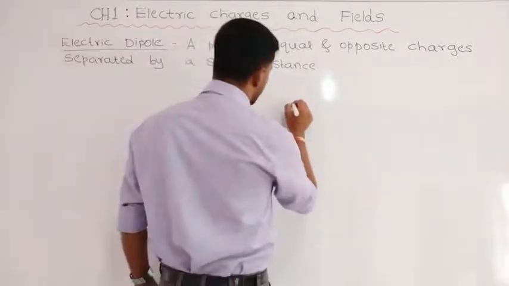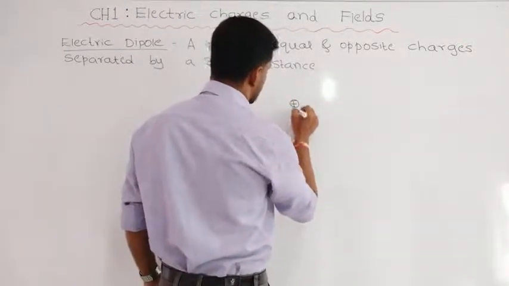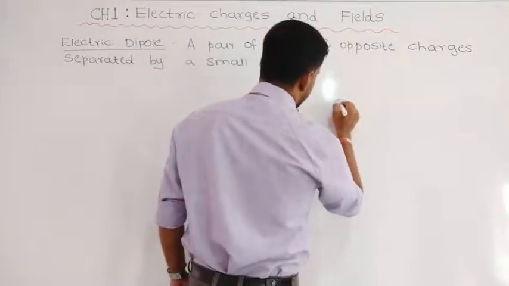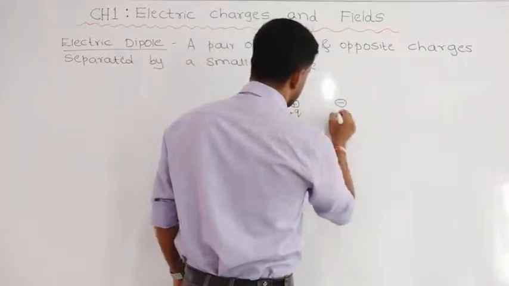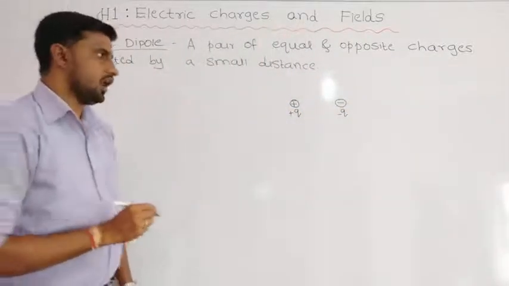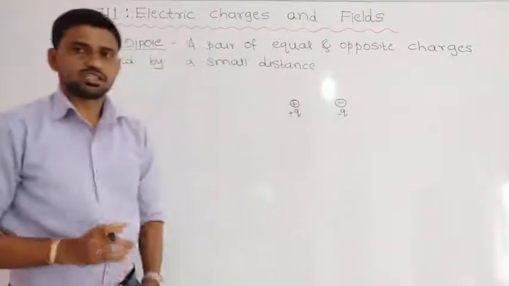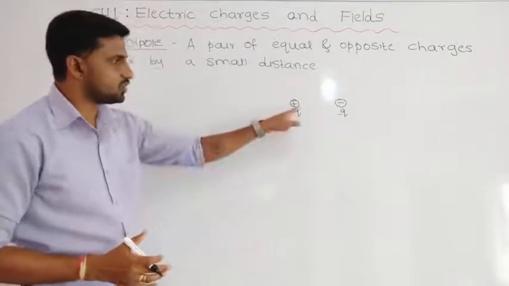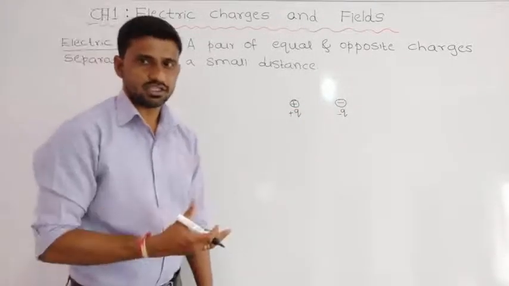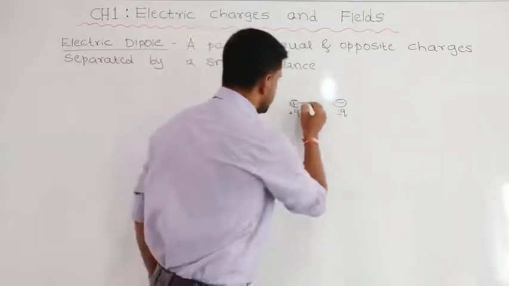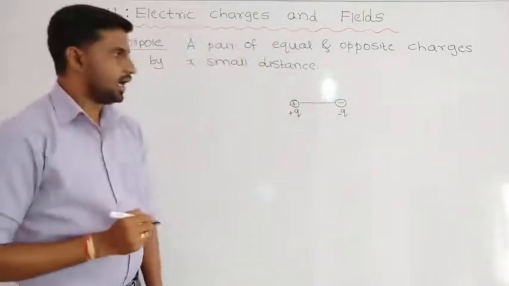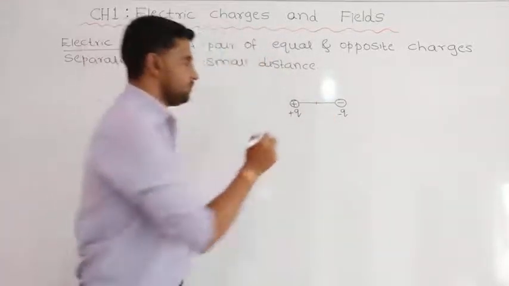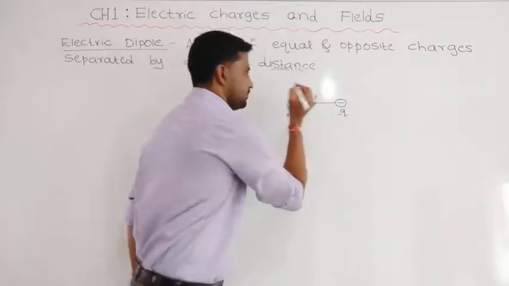See here, I am considering one positive charge. Assume that this is a positive charge. And similarly, I am considering another charge, that is a negative charge. One is the positive charge and another is the negative charge. The magnitude of both the charges is the same, but the polarity of these charges is different. If you observe, these charges are separated by a small distance. There is a distance between the two charges, and there is one center between these two charges. That center I am taking as P.